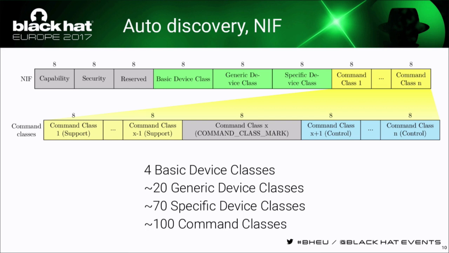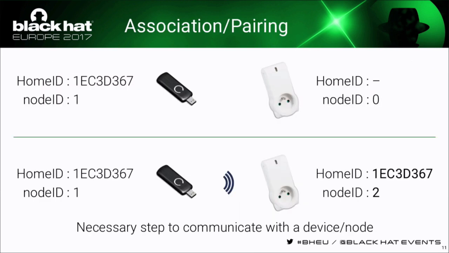And then you have the command classes. This is the exhaustive list of which commands the device will accept. This is part of the auto-discovery, and when the controller receives it, it then knows exactly which device it is and what it can do. So it spares the user from explicitly saying, okay, I am adding, for example, an LED bulb. I can switch it on and off, and I can also change the color. It does that automatically.